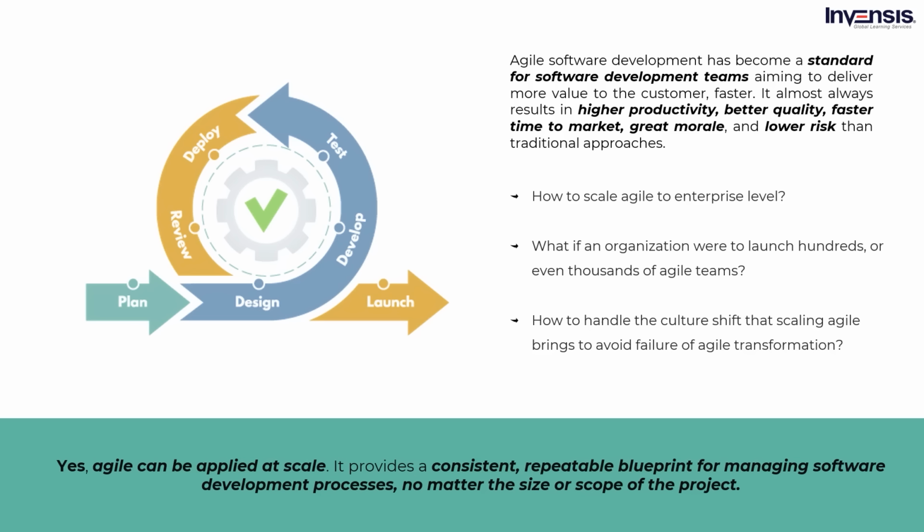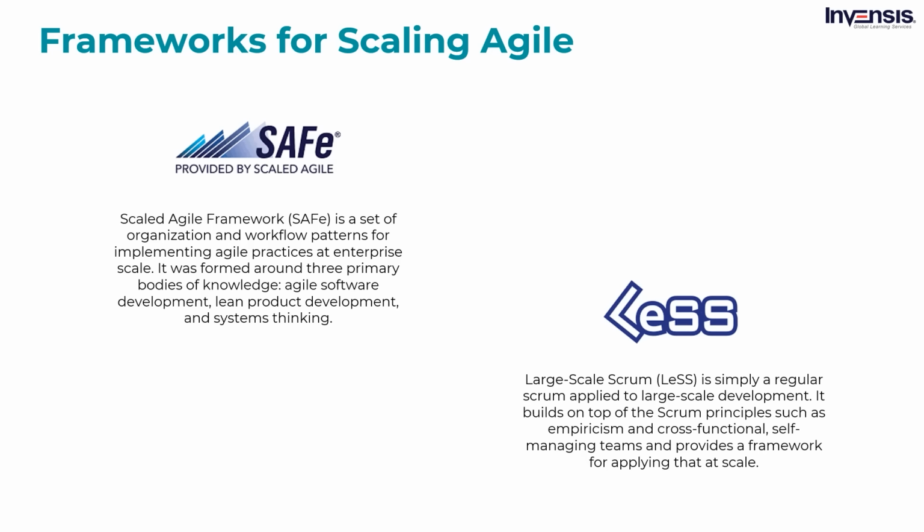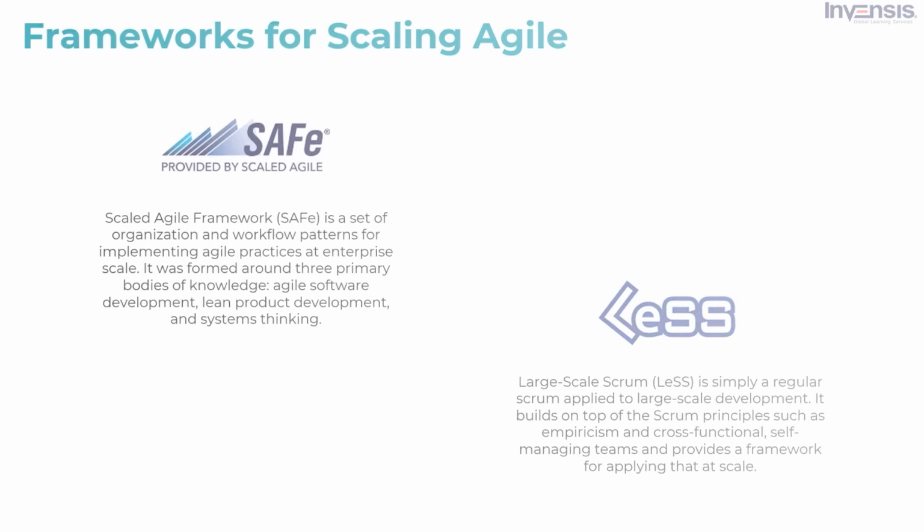Large-scale Scrum is simply a regular Scrum applied to large-scale development. It builds on top of the Scrum principles such as empiricism and cross-functional, self-managing teams, and provides a framework for applying that at scale. LSS is a good starting point when you already have Scrum in place and are just beginning to scale up with more teams, one at a time. The framework stresses the idea that scaling frameworks should be minimalistic. By that I mean, it should include fewer rules, roles, and artifacts to drive success.